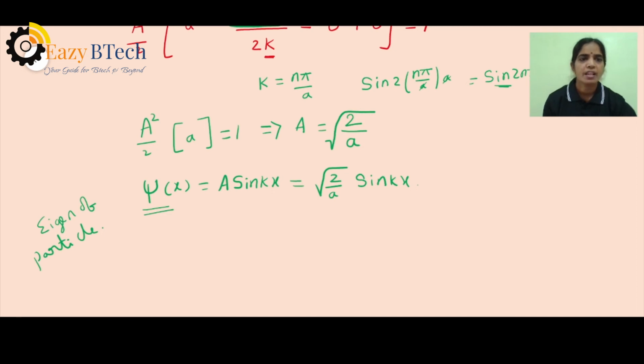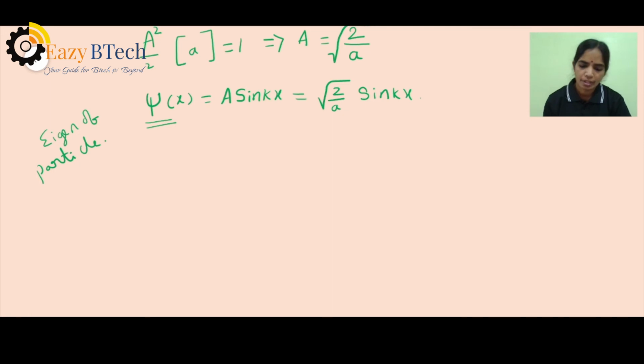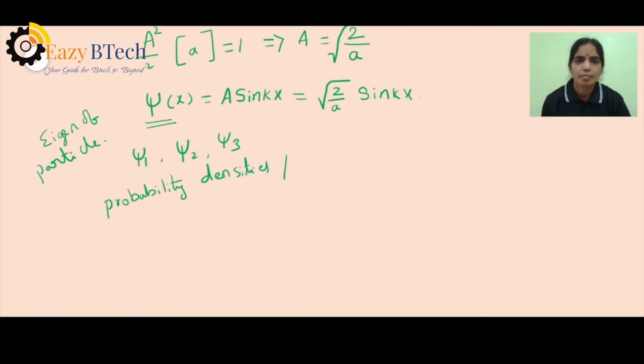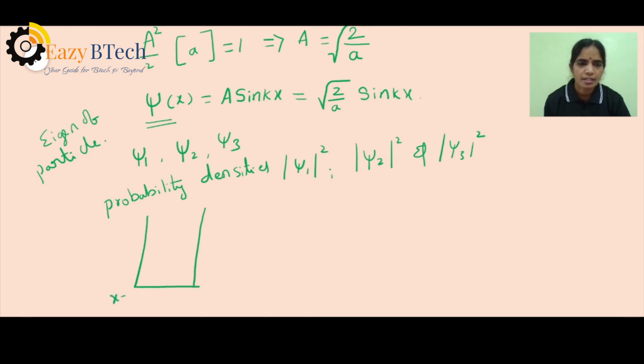So let's look at the first three normalized wave functions, how we could represent them. Psi 1 is the first normalized wave function, psi 2 the second one, and psi 3 the third one. These are the wave functions, and the corresponding probability densities are given as mod psi 1 square, because it is psi star, the conjugate function. For psi 2 it becomes mod psi 2 square, and for psi 3 it becomes mod psi 3 square. Now if we plot the graphs for this, when the particle is inside the box, the dimension was taken as a, so x goes from 0 to a.